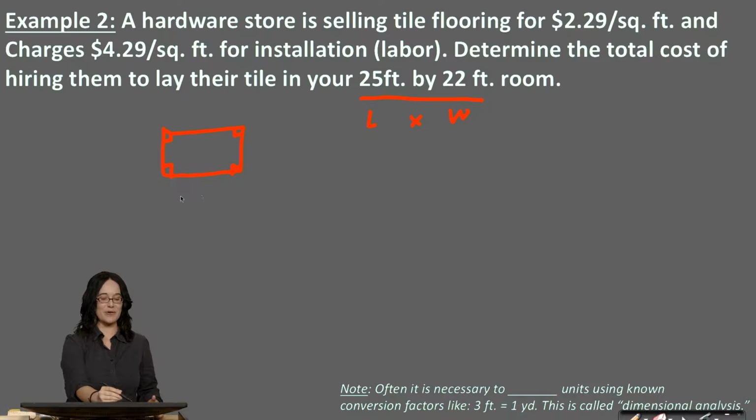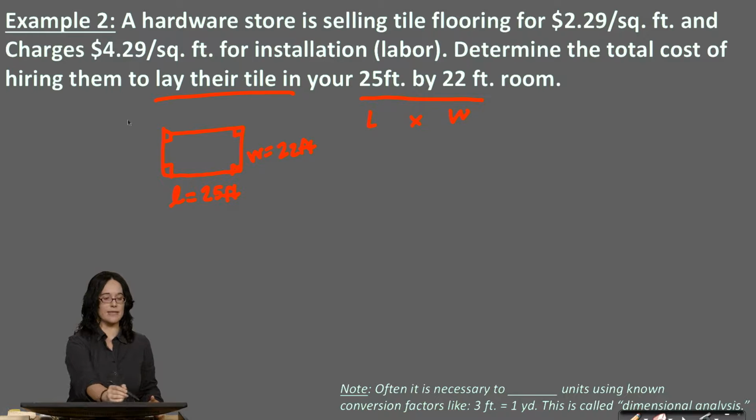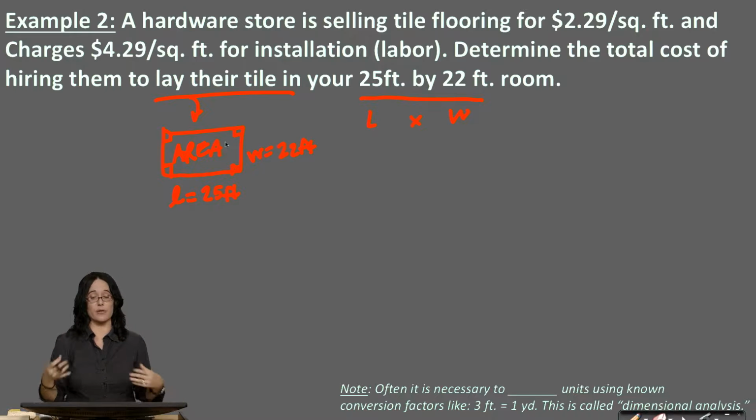Okay. So your length here is given to you as 25 feet. Your width here is given to you as 22 feet. And what are they interested in doing? Are we trying to cover this space, which would be area? Or are we trying to go around the space, maybe with crown molding? That would be perimeter. So what are they saying? We would like to lay tile. That is coverage, isn't it? So that would be the area. Okay? So understanding what we need to do, it tells us what equation we'll need to build.